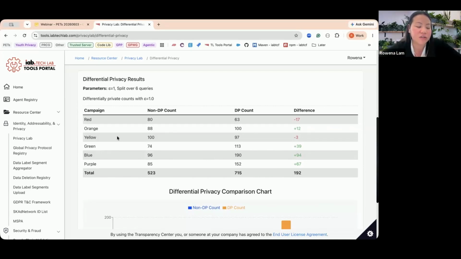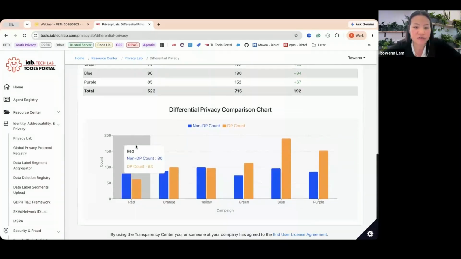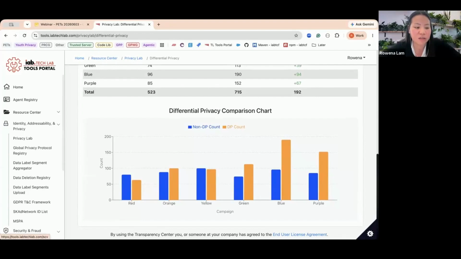And the goal here is that the noise averages out at scale. And so this is the fundamental difference from K anonymity. K anonymity gives you exact numbers on generalized data, but differential privacy gives you approximate numbers on real data. So I would say different tools for different problems. And if we take a look at the chart below, you can see the noise even more clearly, obviously, in the bar chart. You can see that differential privacy is close to the truth and where it diverges.